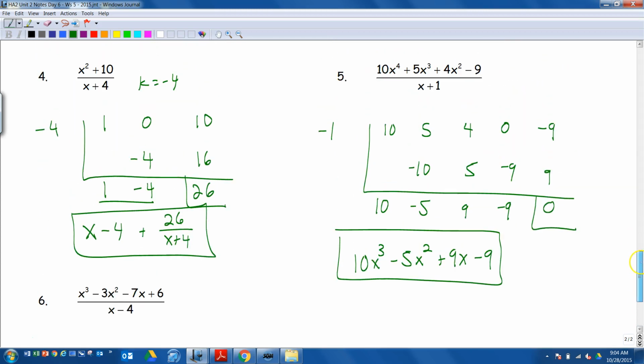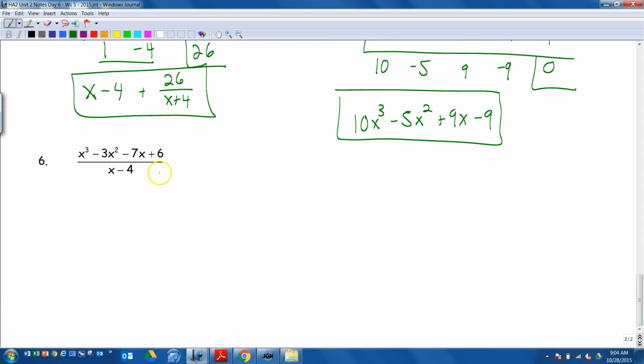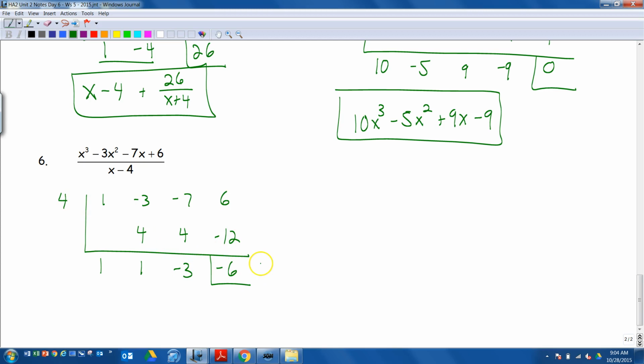Again, notice how on all of these we're dividing by just a constant here. So let's do one more to finish it up. This is a 4. Because remember, it's whatever the 0 is. 1, negative 3, negative 7, and 6. 1 times 4 is 4. 4 plus negative 3 is positive 1. 4, negative 3, negative 12, negative 6. So, the final answer for here is x squared plus x minus 3 plus a negative 6 over x minus 4.